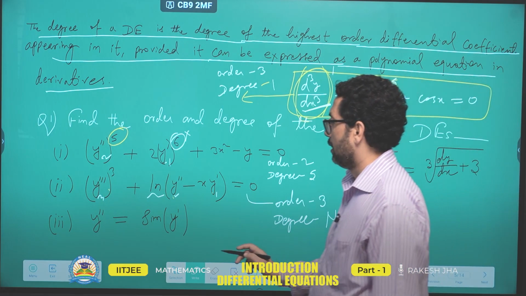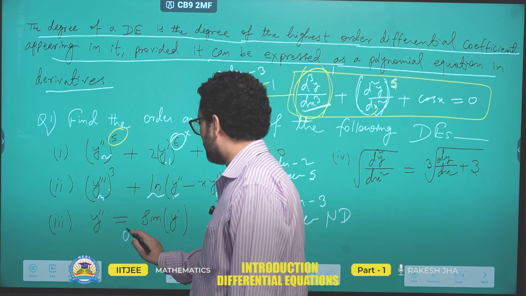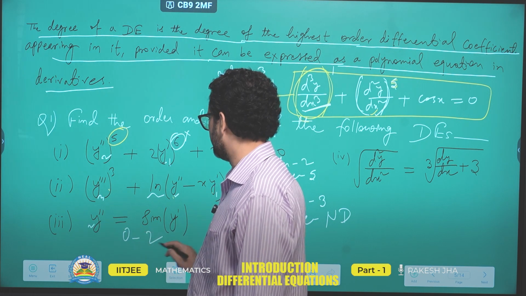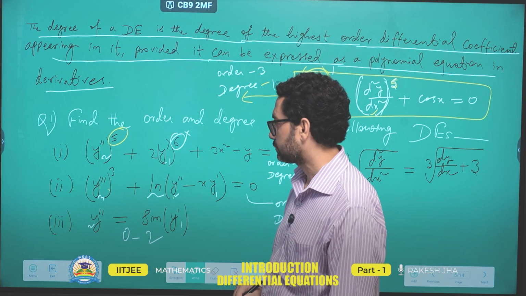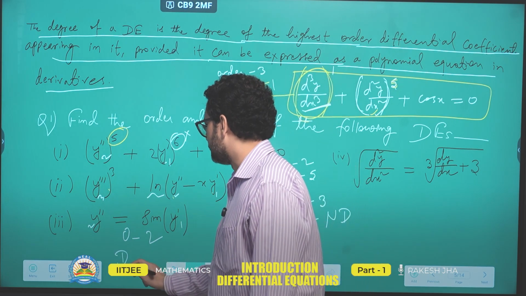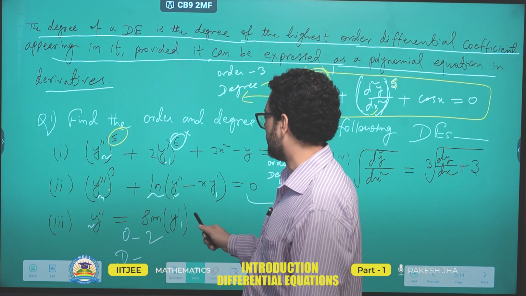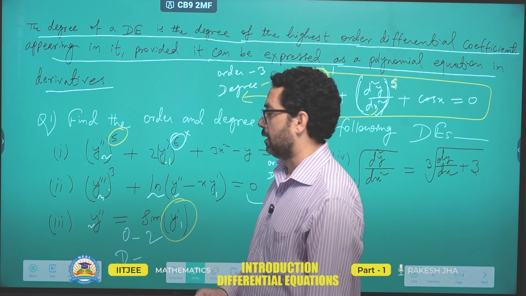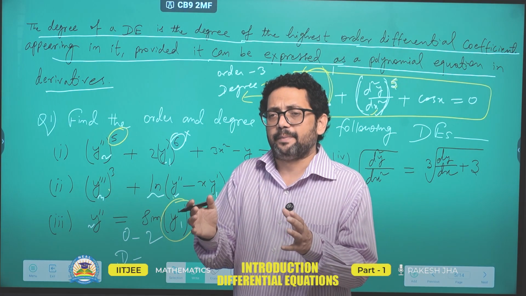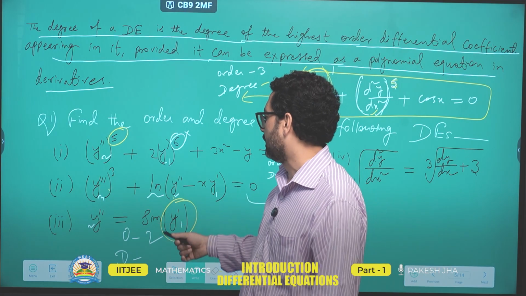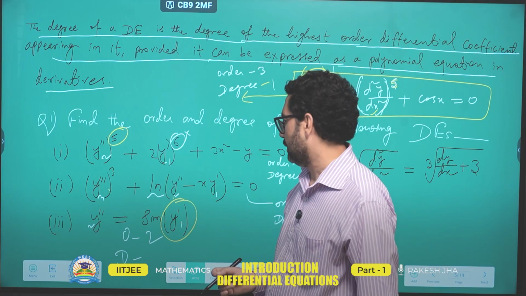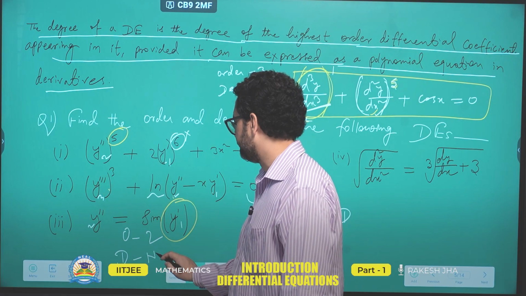Similarly, for the third question, order will be 2 because here 2 times and here it is 1 time. But if you talk about degree, the same logic will follow, because the first derivative y prime is within brackets with a sign actually, so it can't be represented in the form of a polynomial, so degree is not defined.